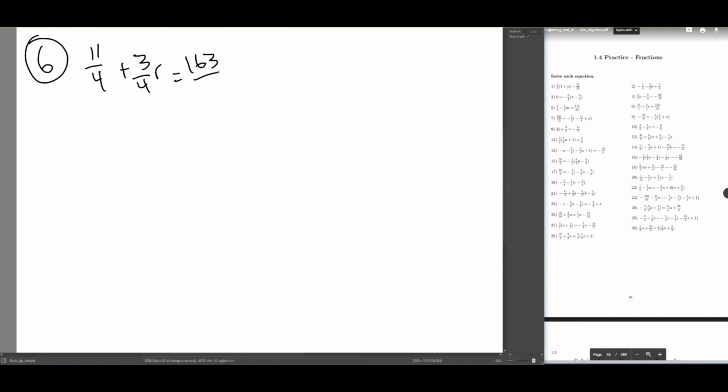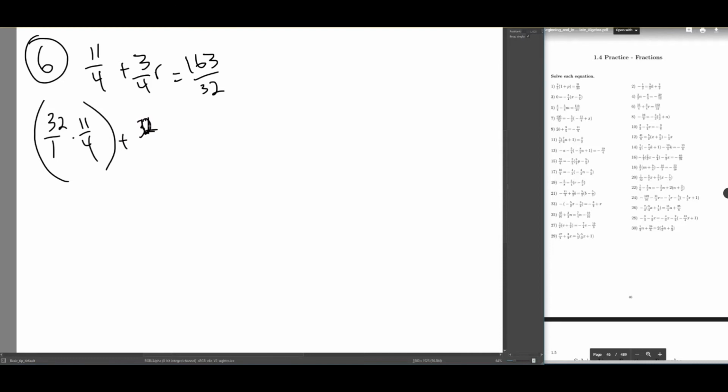All right. Moving on to number 6. Number 6. All right. 11 over 4 plus 3 over 4r equals 163 over 32. Wow, now we're getting complicated there with these fractions. But nevertheless, they're making it a little bit easy for us to get rid of the fractions because they're all multiples of the bigger number, right? And 32, 4 times 8 equals 32. So if I multiply everything by 32, I should be able to get rid of these fractions, right? Because 32 divided by 4 is a whole number. So let's do this right away.